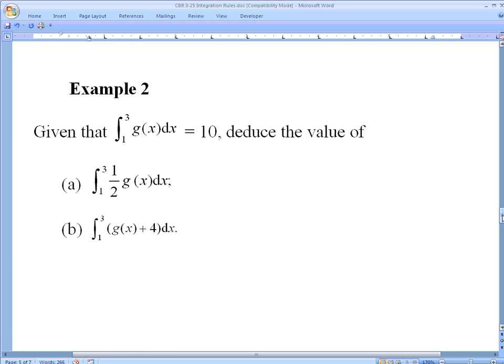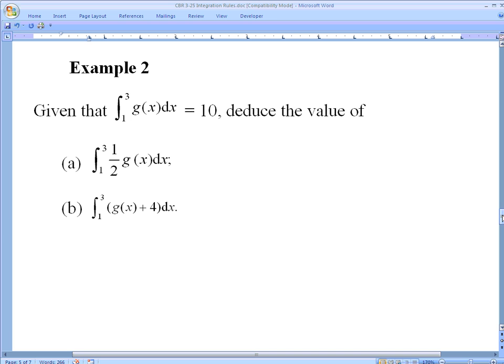So here's an IB question. It gives us an integral. It does not define our function. And it says the integral from 1 to 3, so it's a definite integral, it has boundaries, from 1 to 3 of the function g of x dx equals 10. Deduce the following.